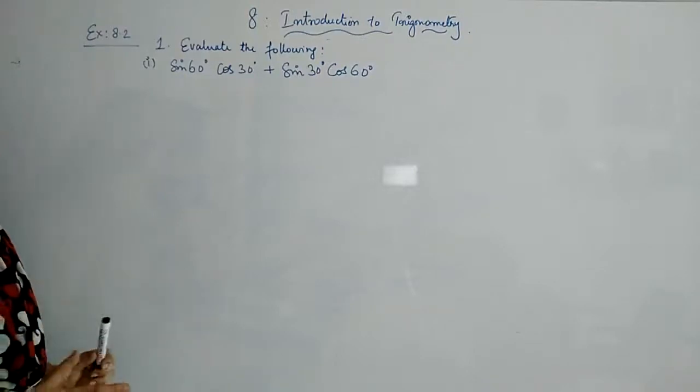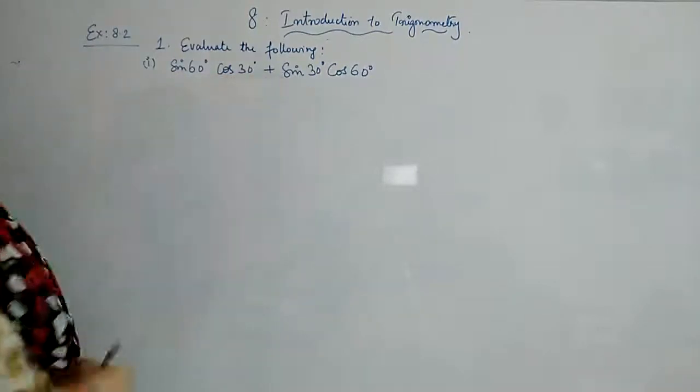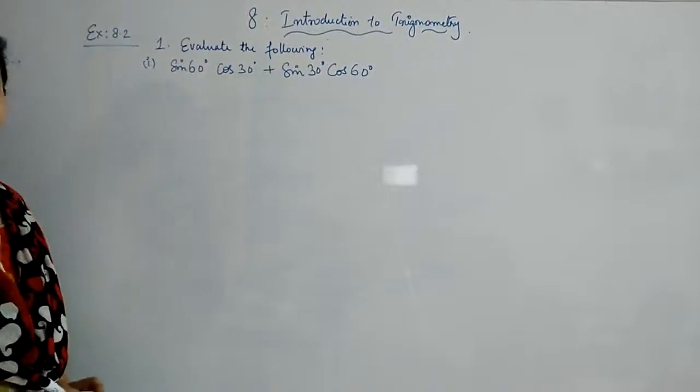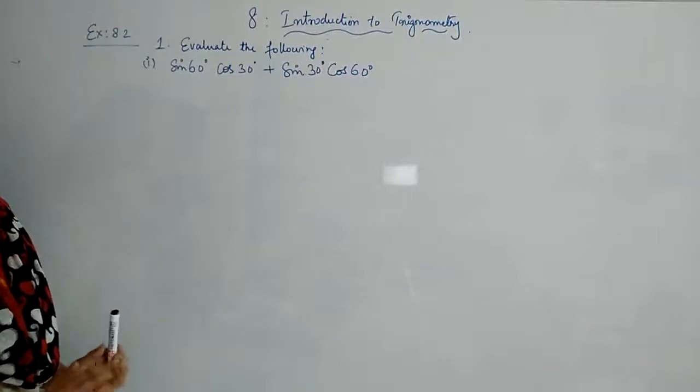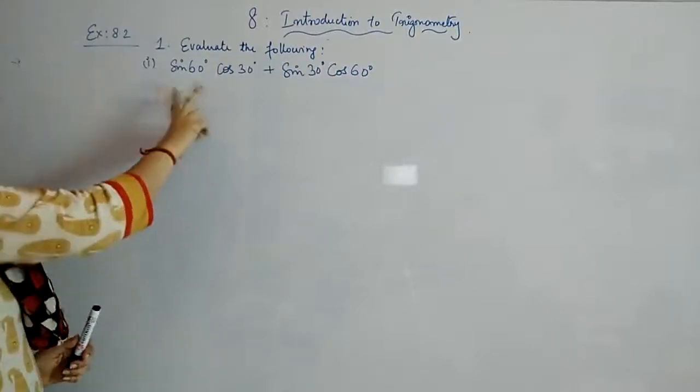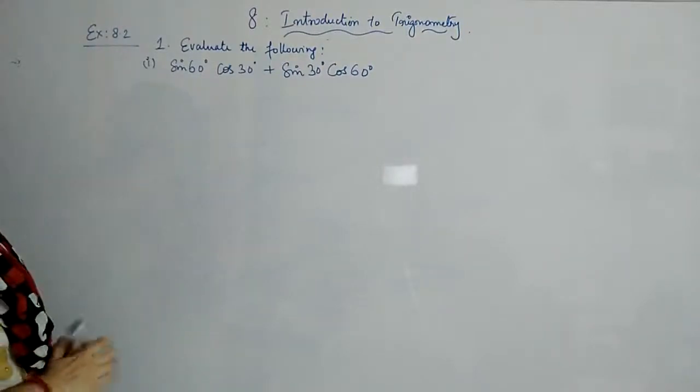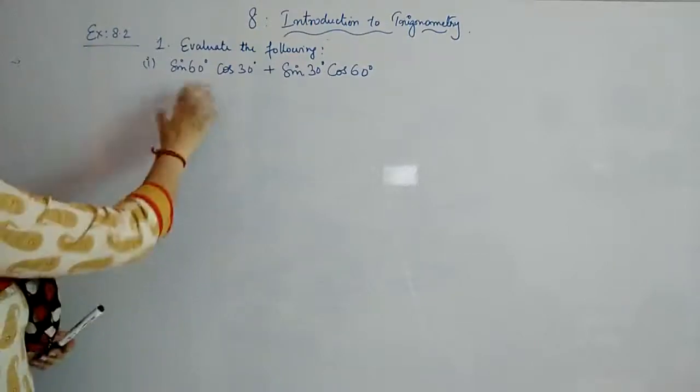So what you should know is, first of all, you have to study all the values related to the angles 0 degree, 30 degree, 60, 90, like that. All the trigonometric ratios' values, at least sine and cos you have to know, because the remaining can be found out by those two values.